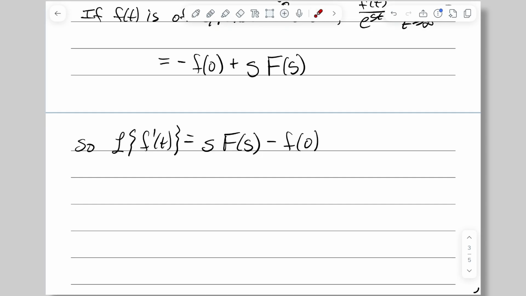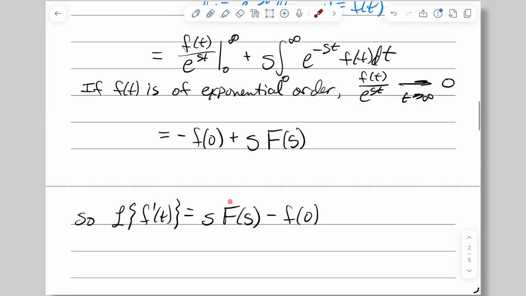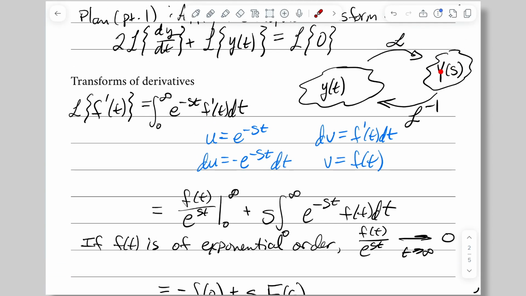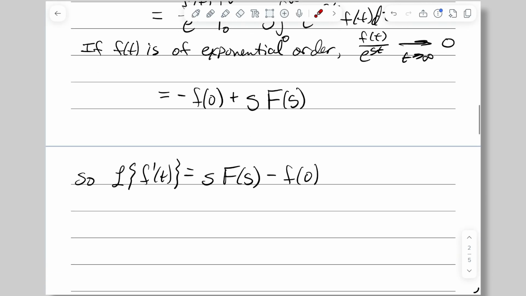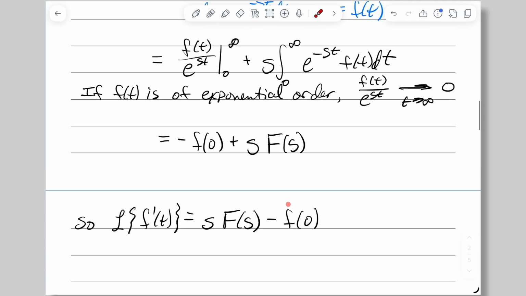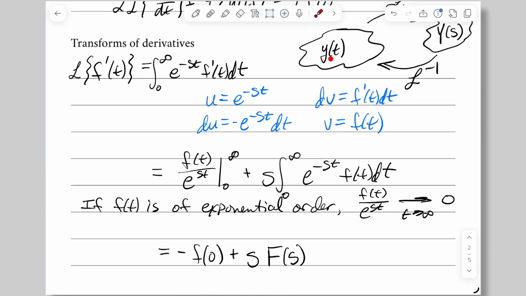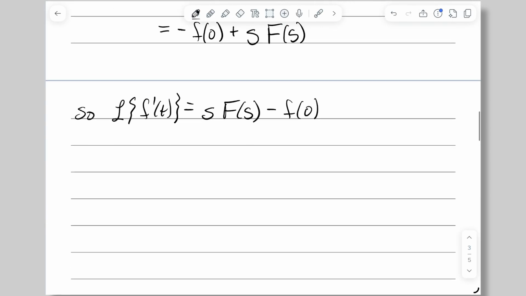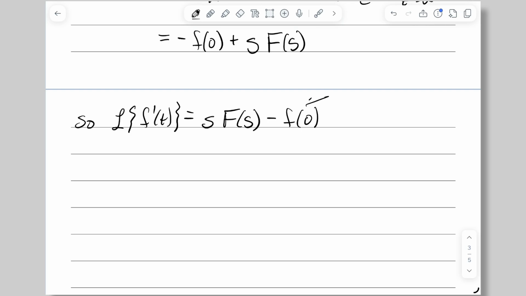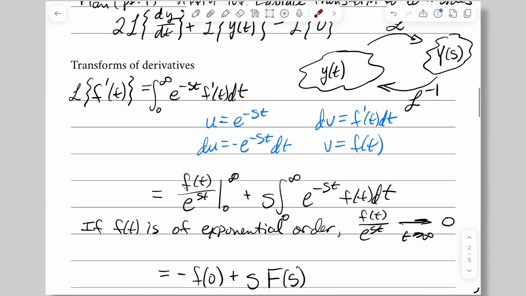Now I hope you can see some of the value in the notation that we're using here. Uppercase f tells me that I'm in the s side, having transformed something. Lowercase f tells me I'm dealing with the t side. Having this f of 0 makes it really nice when we have an initial condition for when the independent variable is 0.